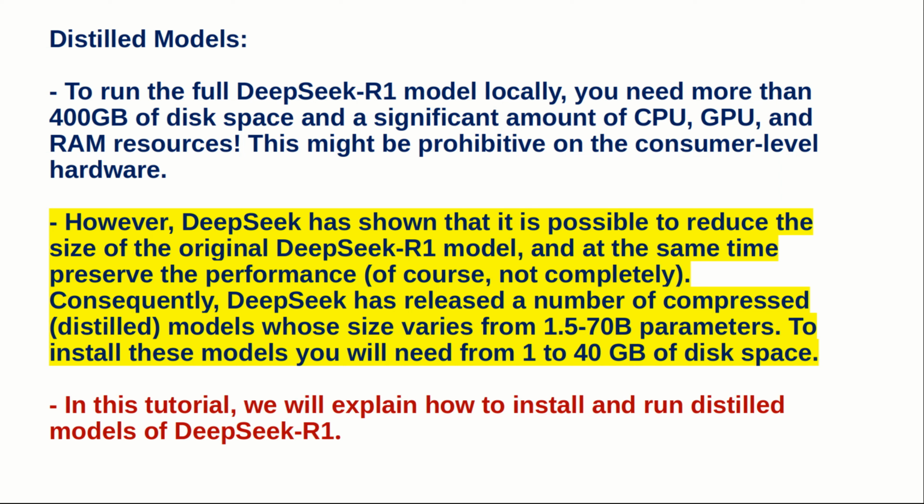However, DeepSeek has shown that it's possible to reduce the size of the original DeepSeek R1 model and at the same time preserve the performance. Of course, not completely, as the previous graph shows. Consequently, DeepSeek has released a number of compressed or distilled models whose size varies from 1.5 to 70B parameters. To install these models, you will need from 1 to 40 GB of disk space. In this tutorial, we will explain how to install and run distilled models of DeepSeek R1.